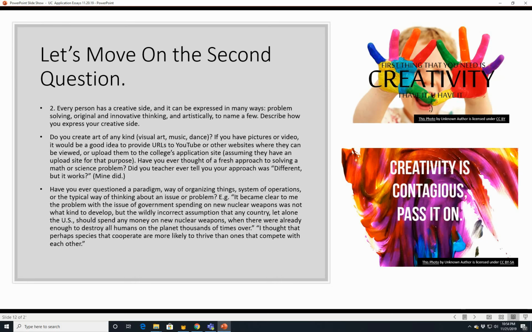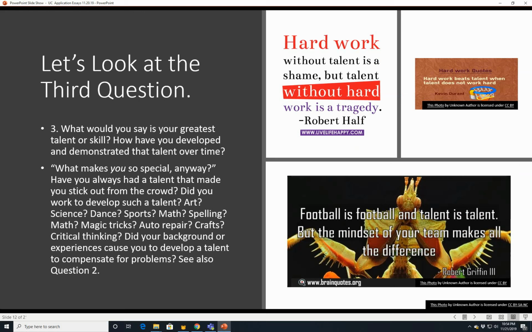Or it could be something like, I thought that perhaps species that cooperate are more likely to thrive than ones that compete with each other, or compete intraspecially, with others of the same species. I believe that was Pyotr Kropotkin who came up with that idea. Anyway, let's look at the third question.